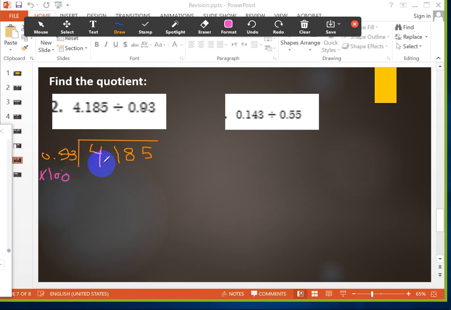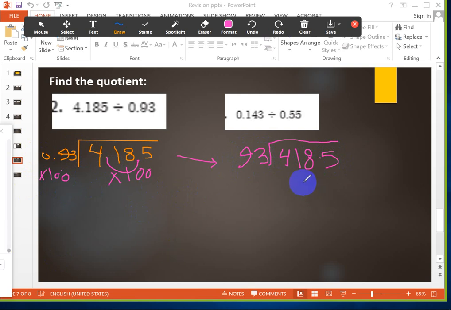93, right? But when you multiply the divisor with a number, you have to multiply the dividend with the same number. That means the number becomes what? Also, the decimal point will move 2 digits to the right side. So the number becomes what? Let's see. Look, the decimal point here will move 2 digits. It will be right here, right? So the number becomes 418.5. And this number becomes 93. Now it's easy for me to divide those numbers.